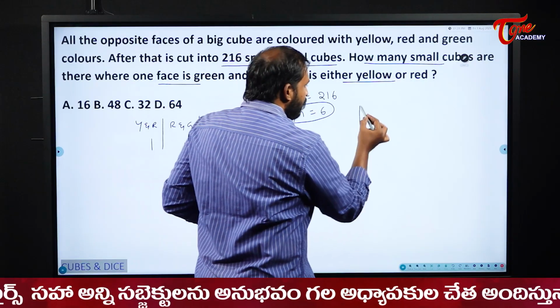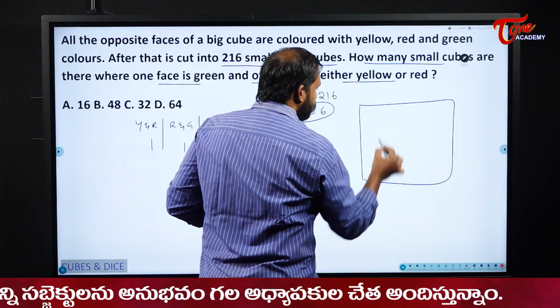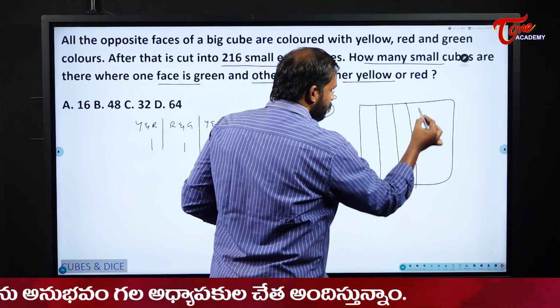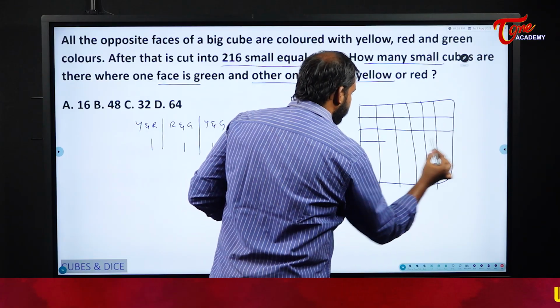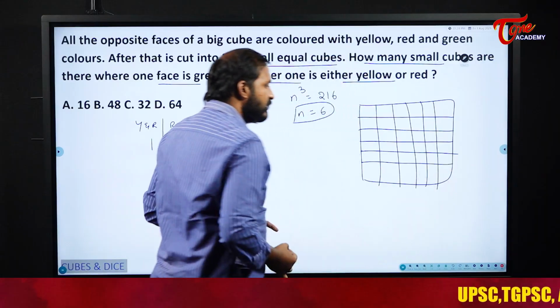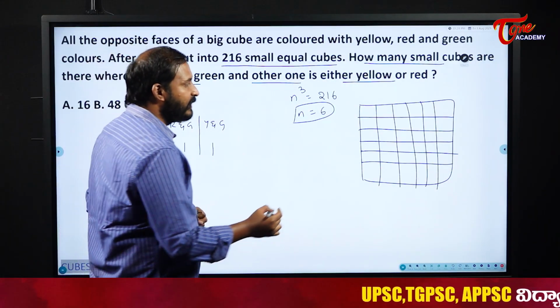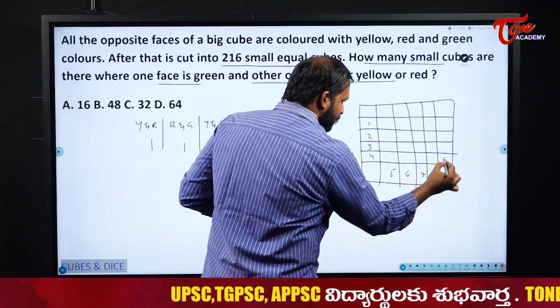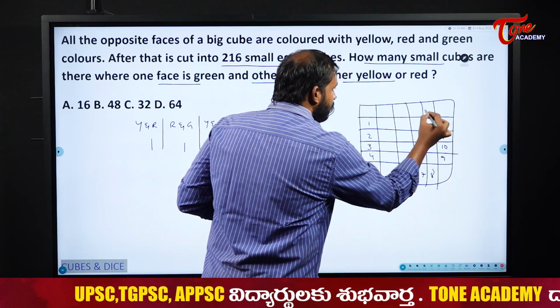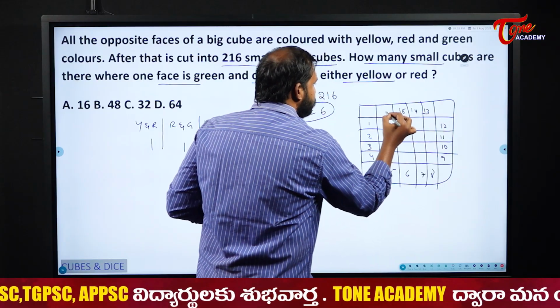So if I go with the general concept, first 1, 2, 3, 4, 5 and 6. Now first I will find how many cubes will get paint on 2 faces. 1, 2, 3, 4, 5, 6, 7, 8, 9, 10, 11, 12, 13, 14, 15 and 16.